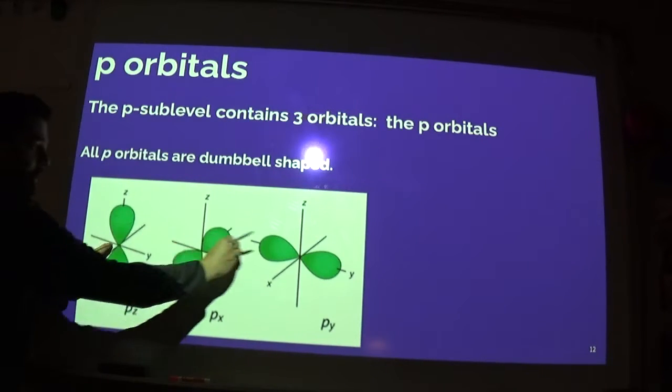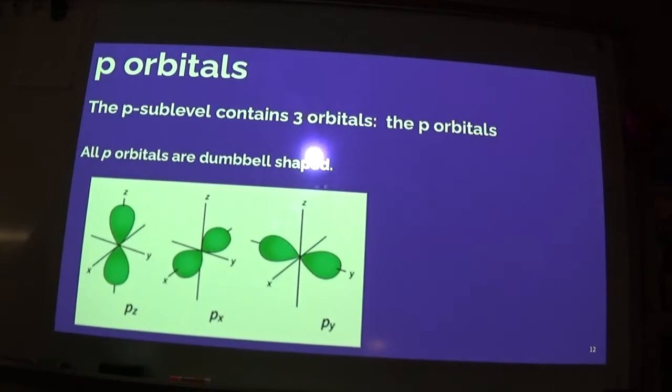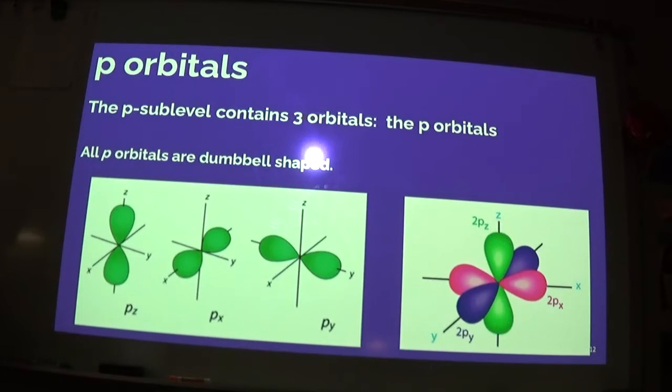And these are kind of separated from each other. If I put them all together on one atom, it would look like that. Those are different colors so you can see which one is which, and they're all perpendicular to each other.